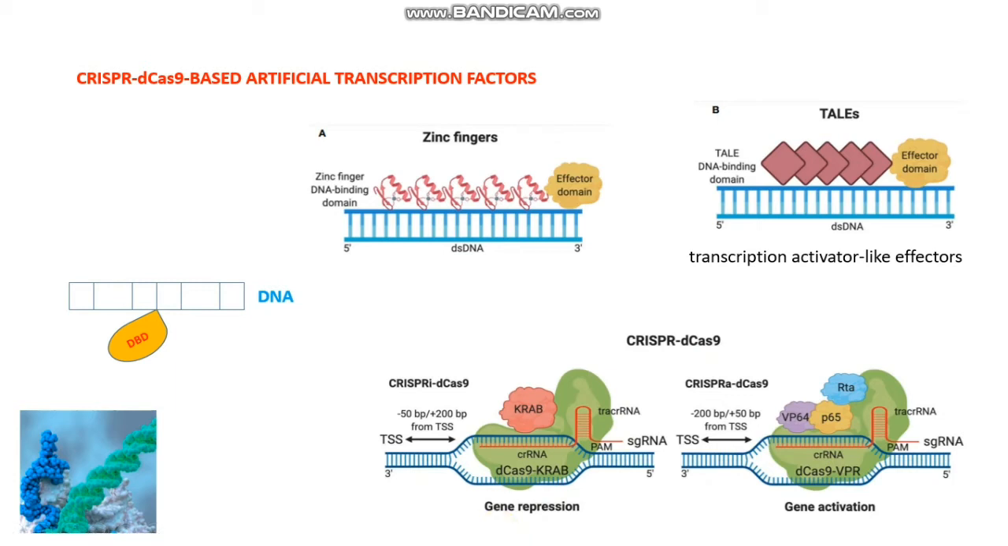CRISPR-Cas9 normally uses two different kinds of domain. For gene repression, the KRAB domain is used, dedicated only to gene repression. In the case of gene activation, where we need to enhance transcription, we need to use three different domains: VP64, P65 and RTA. These three domains are used in combination for gene activation in the CRISPR-Cas9 system.